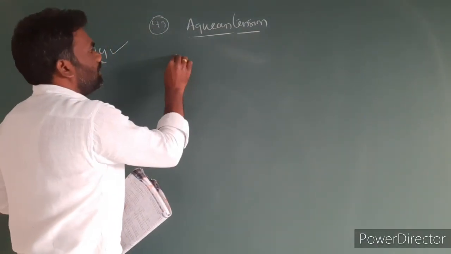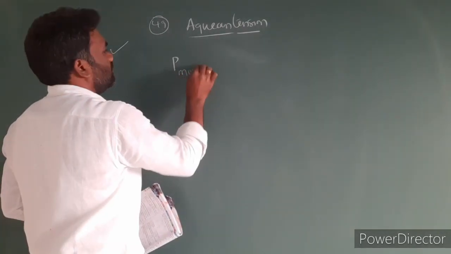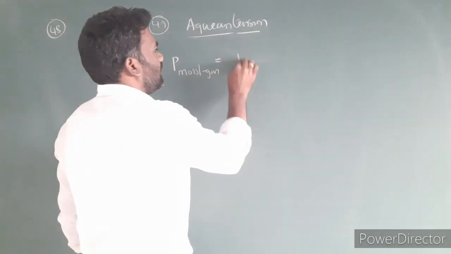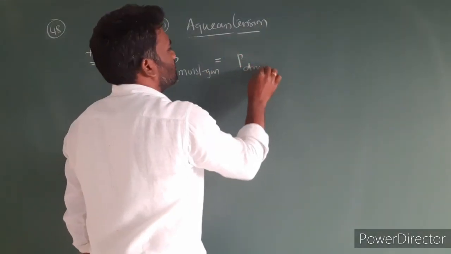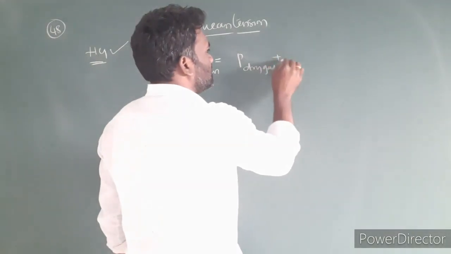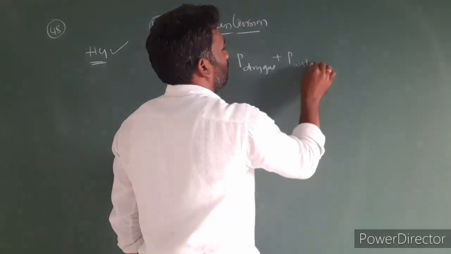Then according to Dalton's law of partial pressure, the pressure of moist gas is equal to the pressure of dry gas plus the pressure of water vapor.